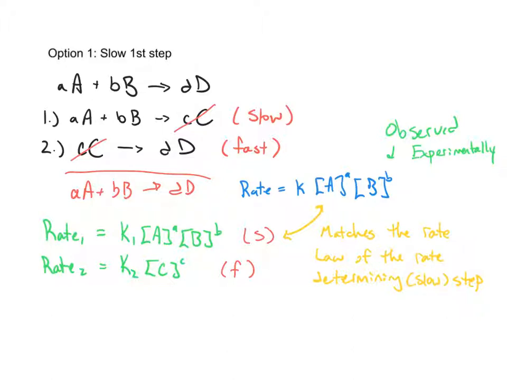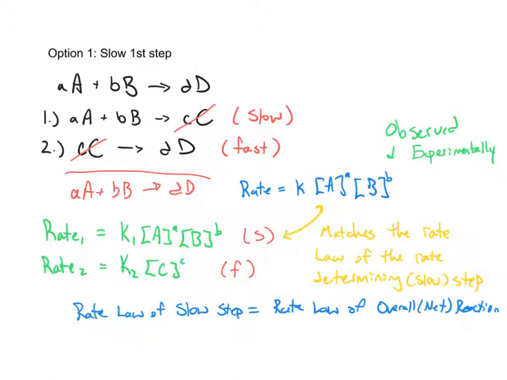Because if you think about it, if the slow step is the one that determines the speed of the reaction, then it makes sense that the overall reaction is dependent on the slow step and the rate law of that slow step. So in summary, if you know that the first step is the slow step, then you can say that the rate law of that slow step is equal to the rate law of the overall reaction. This is something that you can count on without fail anytime you see slow step first.